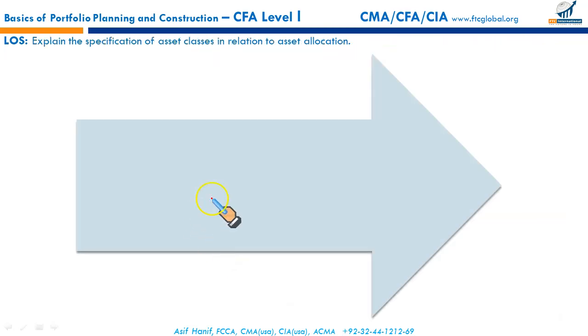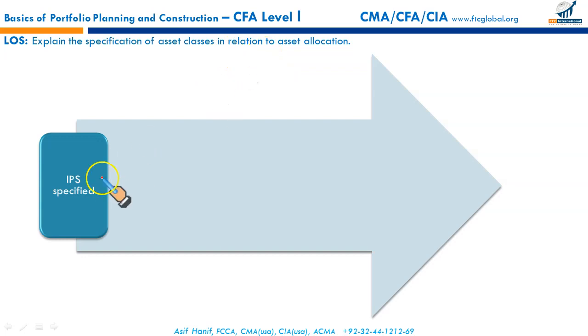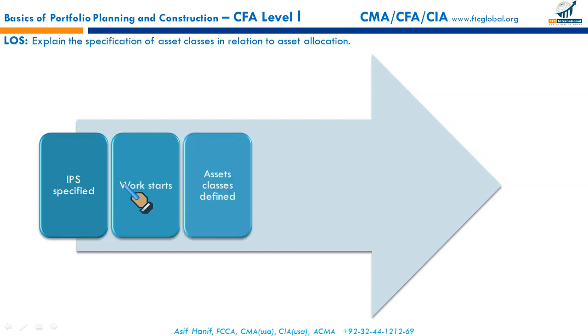Then we have explained the specification of asset classes in relation to asset allocation. It's a step-by-step approach. Once the IPS is specified, the advisor then can begin to construct the portfolio. The asset classes need to be defined, and then a strategic asset allocation is formulated.